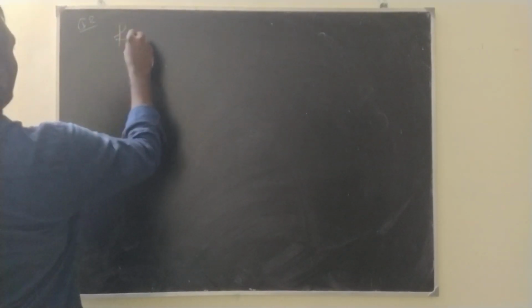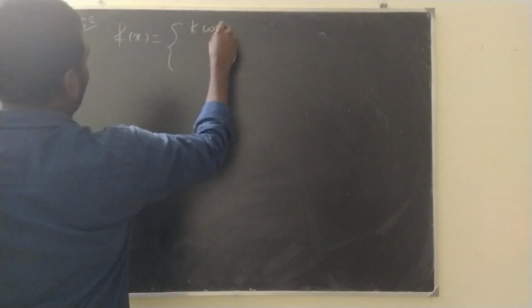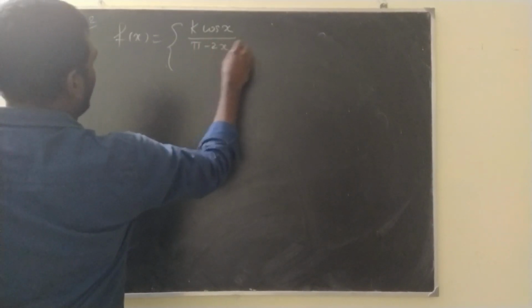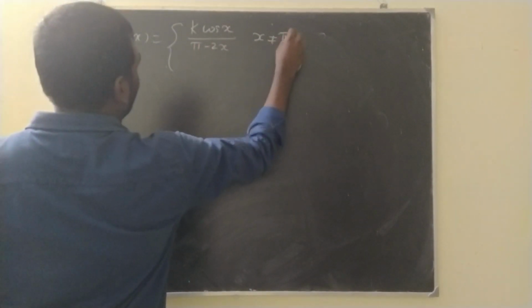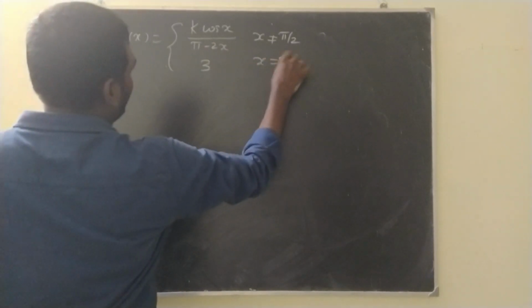f of x is equal to k cos x by pi minus 2x, x is not equal to pi by 2; and 3 if x is equal to pi by 2.